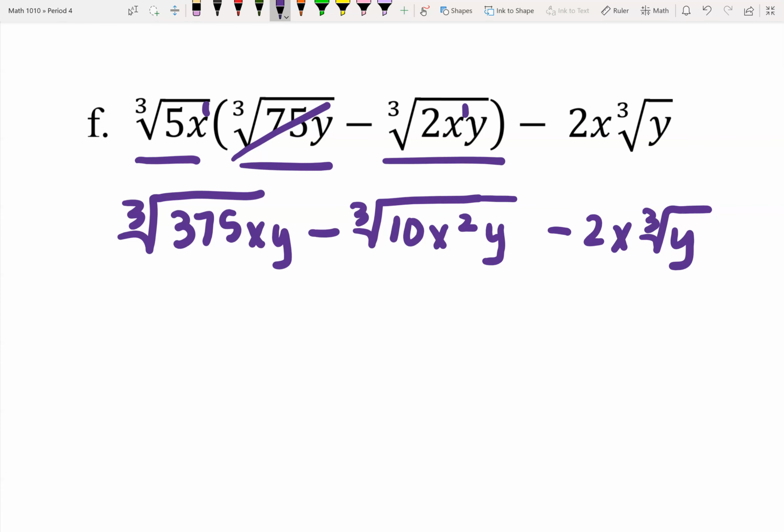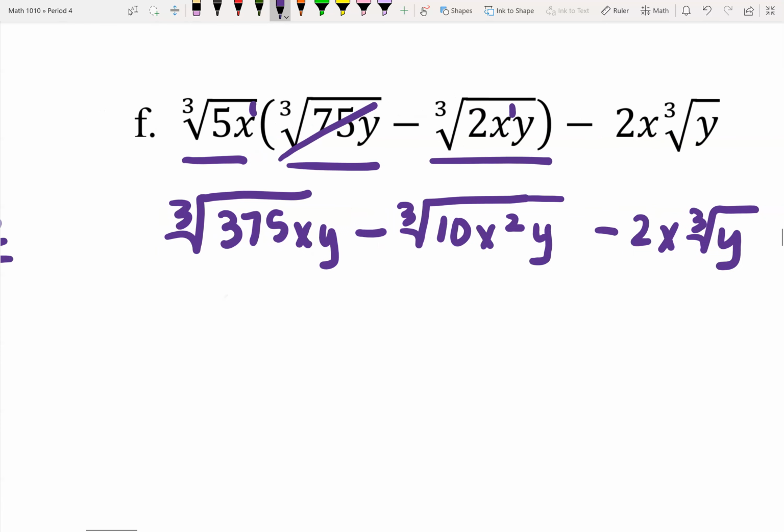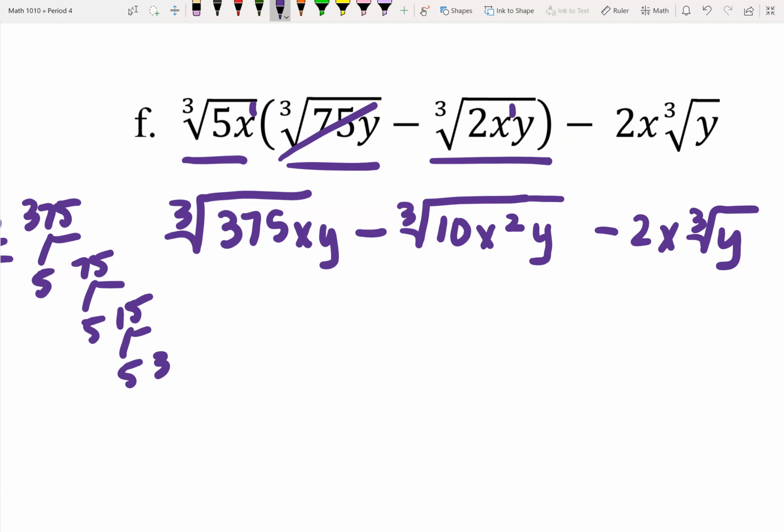See if they add. Okay, 375. Well, I know it's going to break down to 5 and 75 because I just did that right up above, right? Then if I go 75 divided by 5, that's 15. So that's 5 times 15. And I can still go, 15 is 5 times 3.